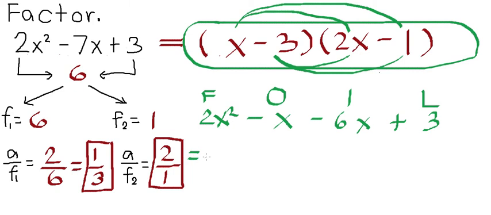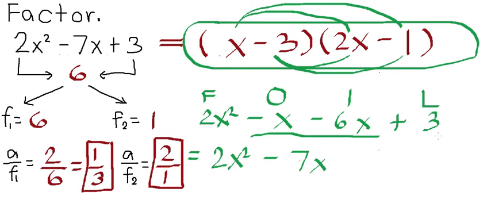Simplify. Bring down 2x squared. Combine like terms, negative 1x minus 6x equals negative 7x. And bring down positive 3. As you can see, same lang yung lumabas na sagot dun sa ating general quadratic trinomial. So therefore, tama ang ating sagot na factors: quantity x minus 3 times quantity 2x minus 1.